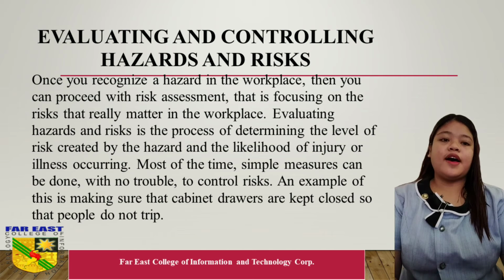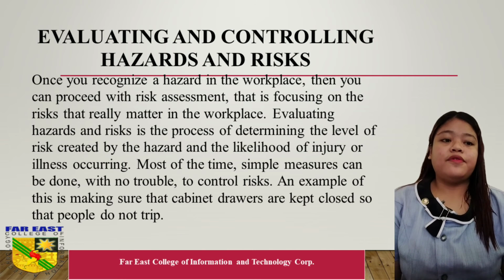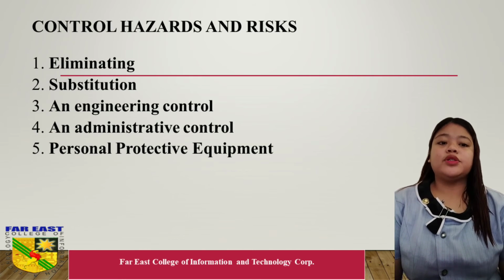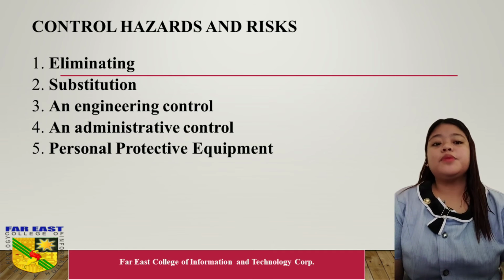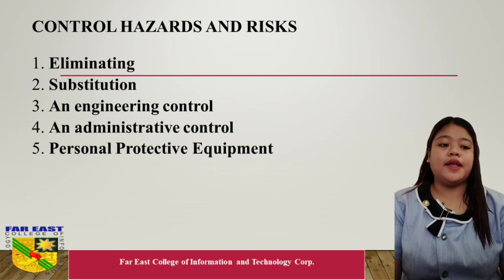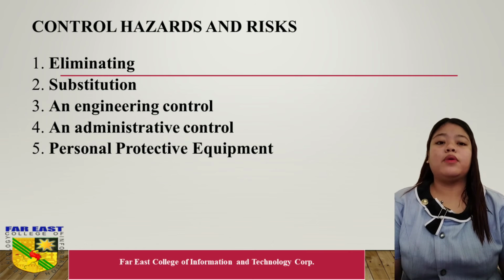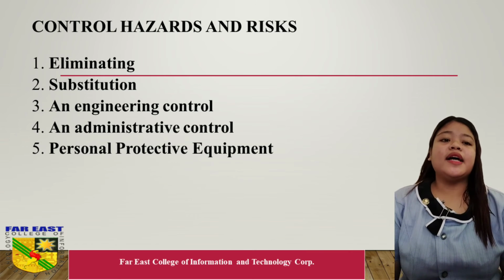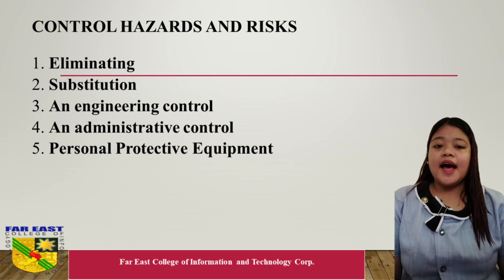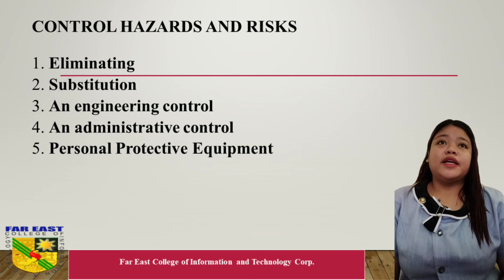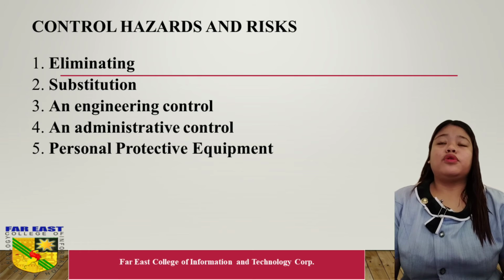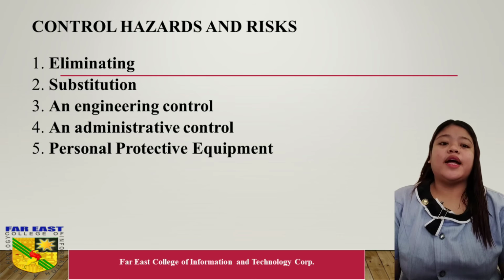There are five major categories of control measures: elimination, substitution, engineering controls, administrative controls, and personal protective equipment. Let's start with eliminating. When we say eliminating, we are removing a hazard completely. If you are able to know the hazard, you should consider that, so we can eliminate it. It is up to us.